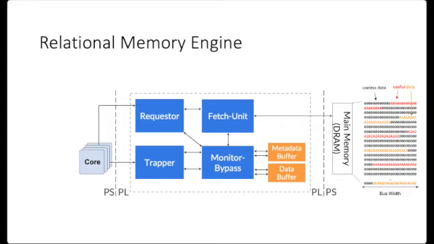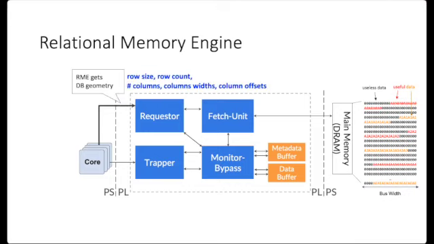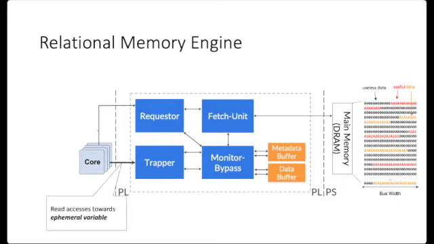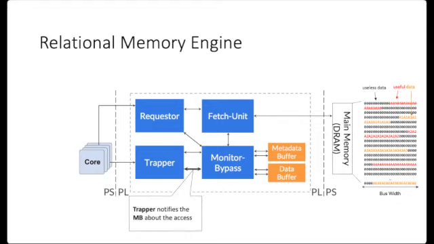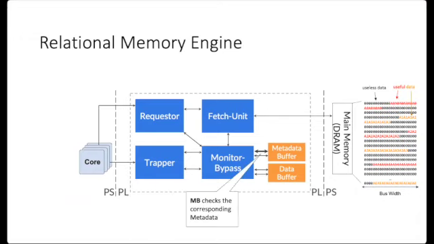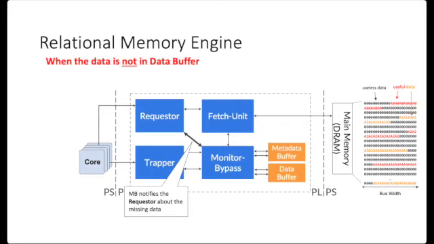In this example, the parts with colors are the desired columns, and the gray padded parts are useless data. First, requester gets DB geometry about the base table and what are the desired columns. Then the trapper intercepts the read access towards the ephemeral variable. Then it notifies the monitor bypass to check the data is available. The monitor bypass checks the corresponding metadata to check the availability. When the data is not in the buffer, monitor bypass notifies the requester about the missing data.